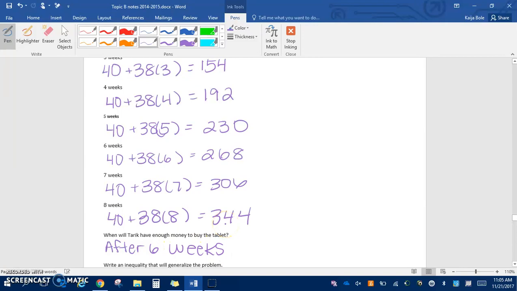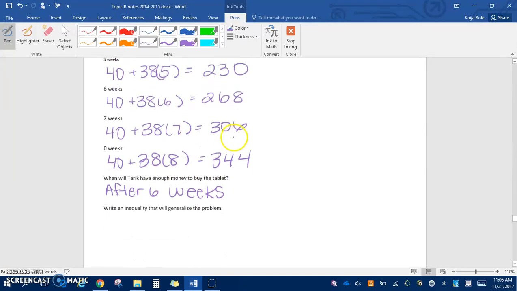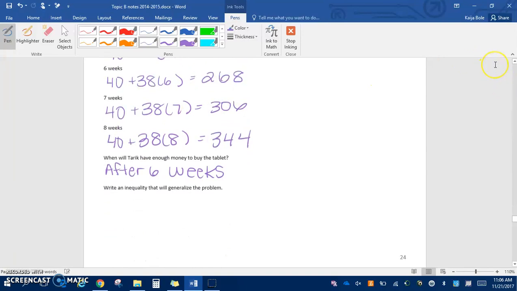Okay, so we could keep doing it like this and add up all the weeks, but we know how to write equations, and now we're going to write inequalities. To write an inequality, we know that it has to be 40 plus 38 times how many weeks? I'm going to call them W. And it has to be greater than or equal to what he needs to buy it, which is 265.49. It has to be greater than or equal to because we want to make sure he has enough money. So that would be our inequality, and if you solved it, you would get the same thing, 6 weeks.